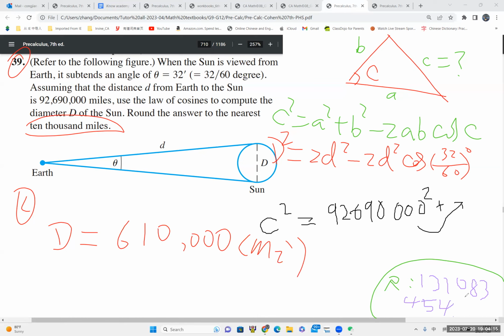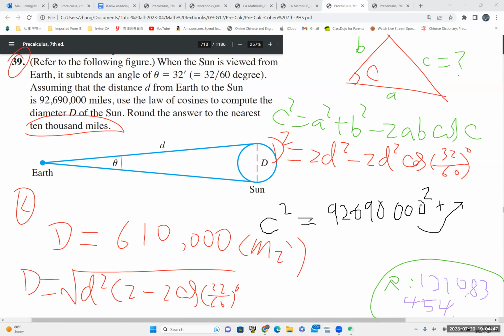Yeah, we're getting there. So here actually we have some scale. D square equal to this, right? Then we have D equal to, here 2D square is the common factor. Anyway, you can do it like square root D square, then 2 minus 2 cosine, right? And like this. Then D square take square root. It can just go outside.